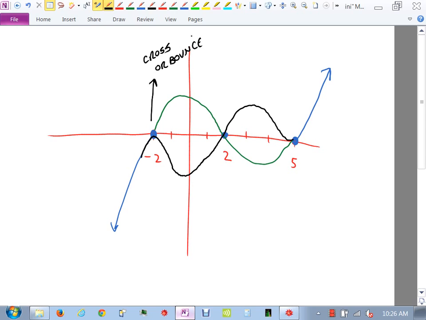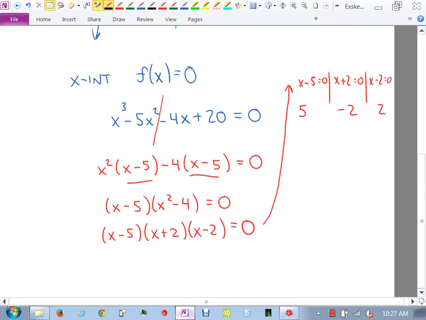Okay, so all we're going to have to do now is determine if we cross or bounce. And there's a way to determine that, and it's pretty easy. You ready to see it? I'm going to go back to when we factored it. Take a look at those factors right there. Those factors are what helped us get our x-intercepts, right? The x minus 5, we set it to 0. The x plus 2, we set it to 0. The x minus 2, we set it to 0. All you have to do to determine if you cross or bounce is look at the power on each factor.